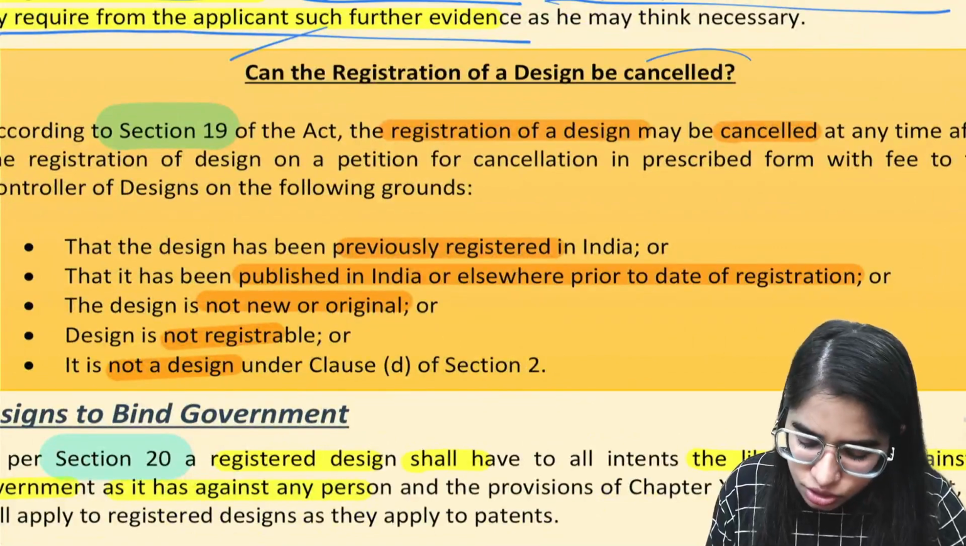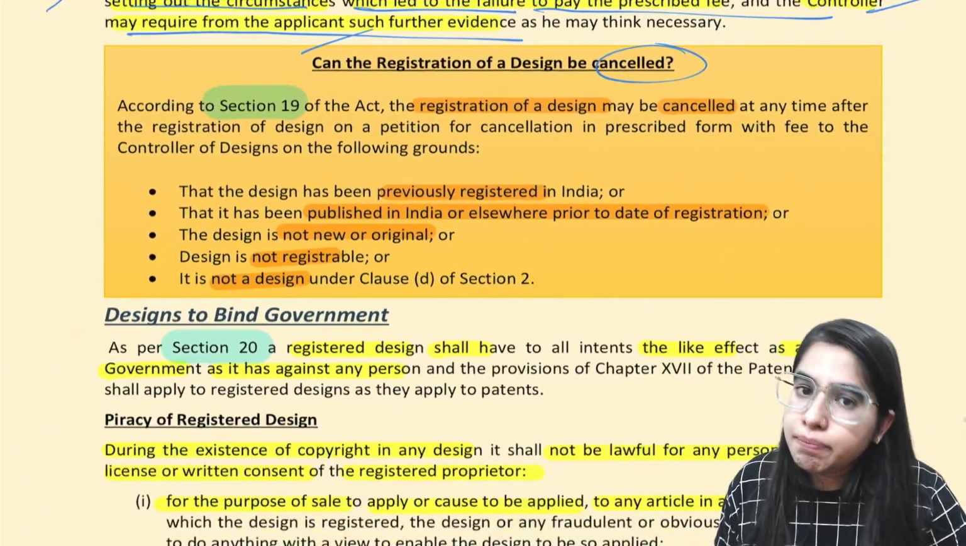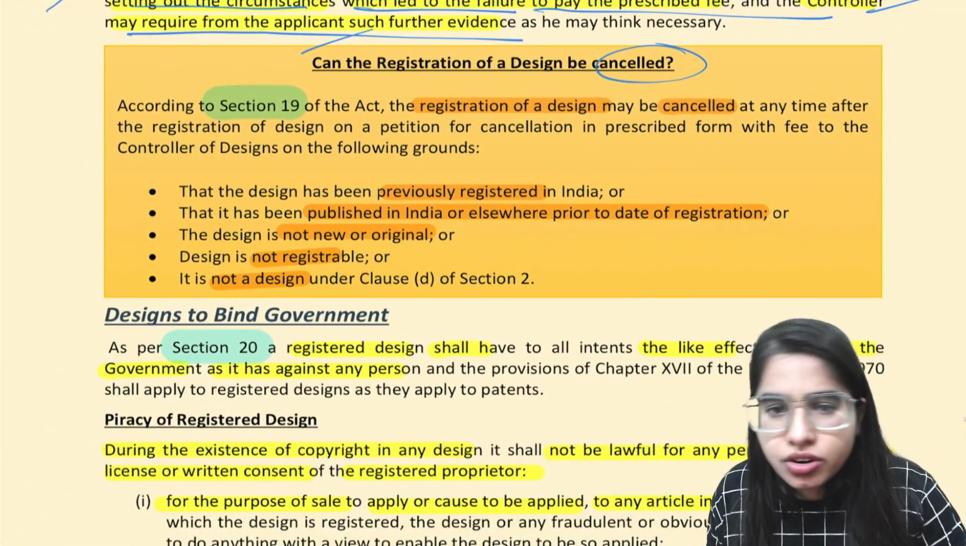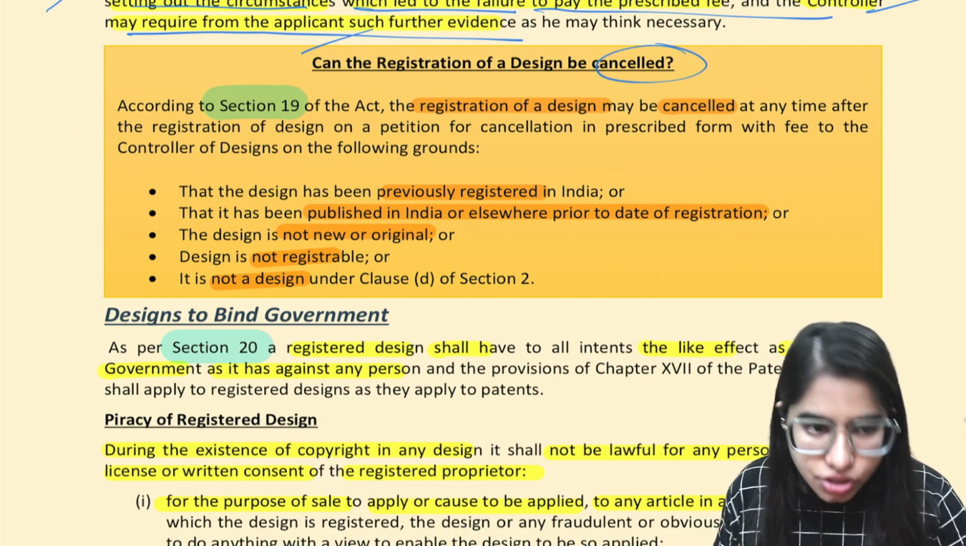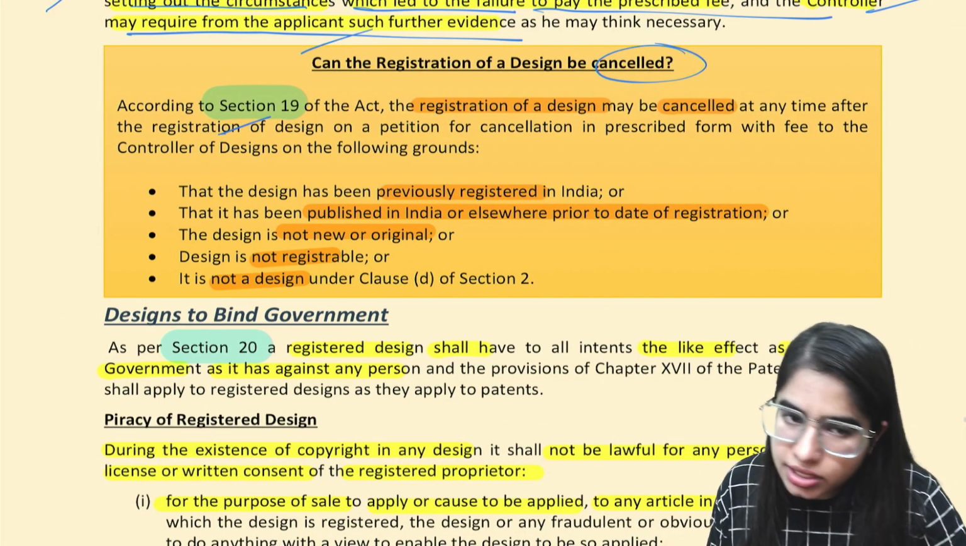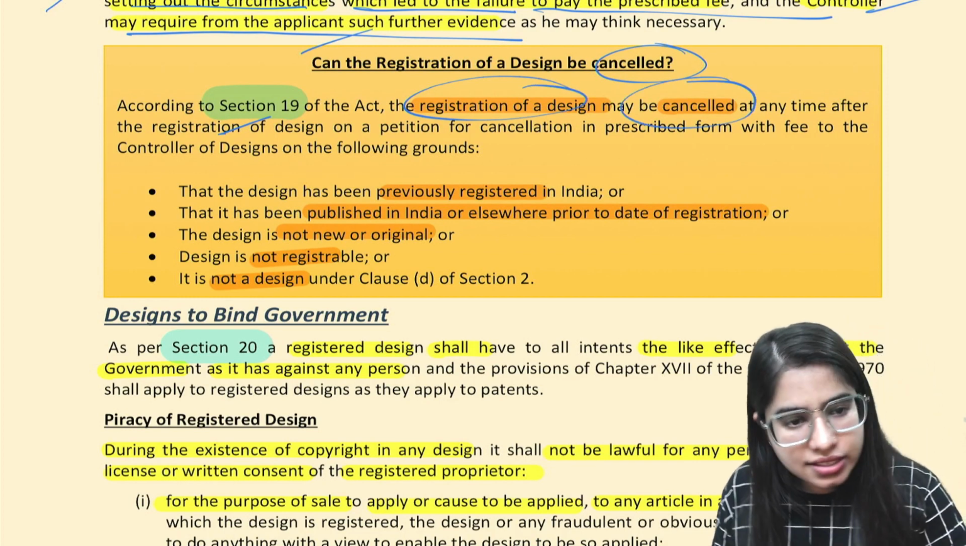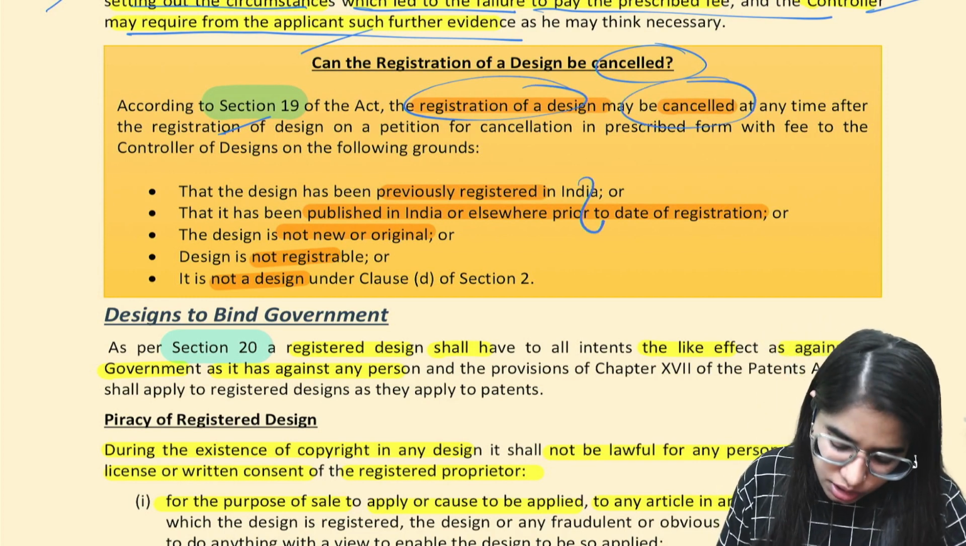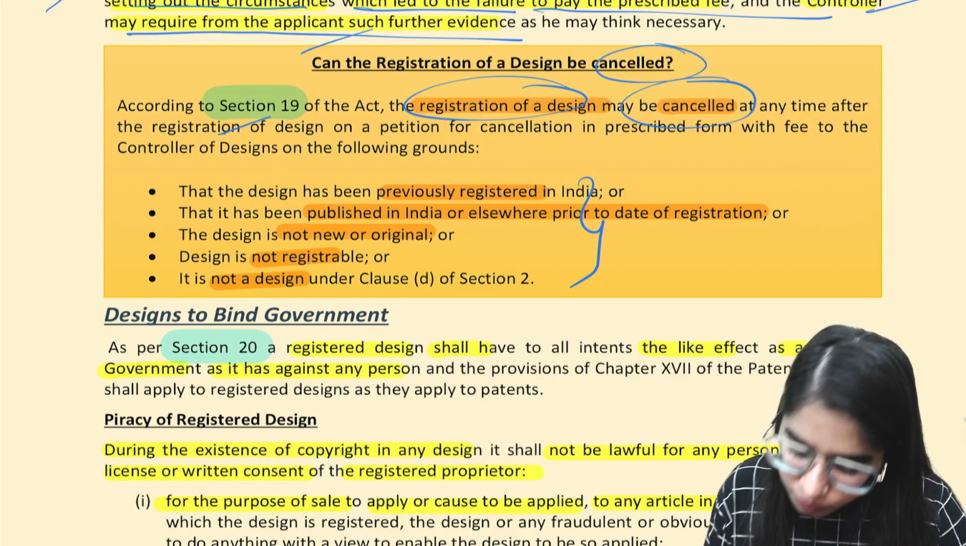Next is, can the registration be cancelled? Can the patent office cancel the registration? Can they cancel the registration? The answer is yes. According to section 69, registration can also be cancelled if these 5 situations are there.